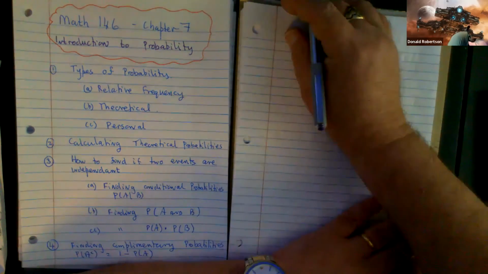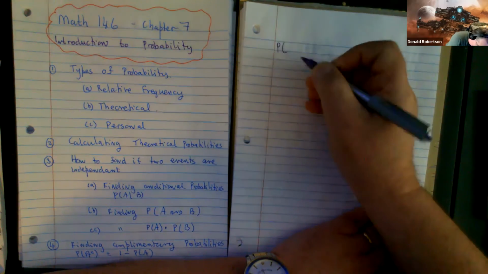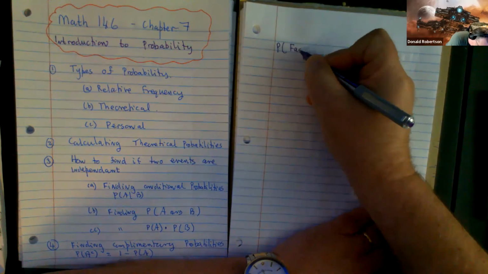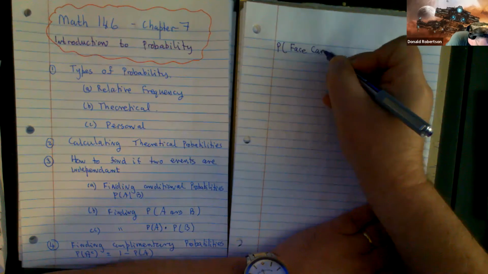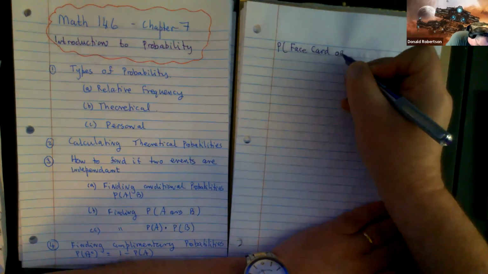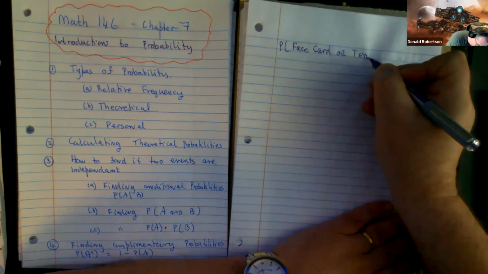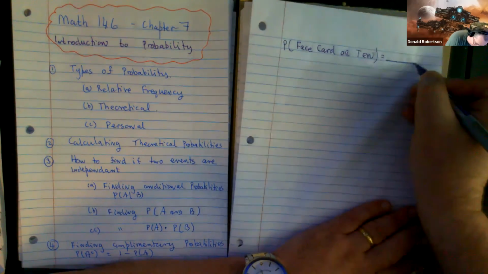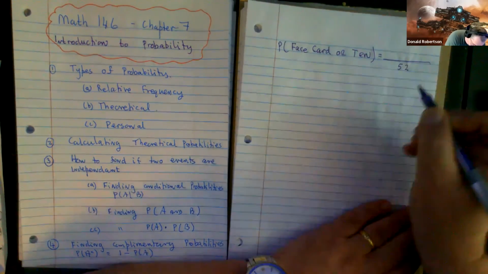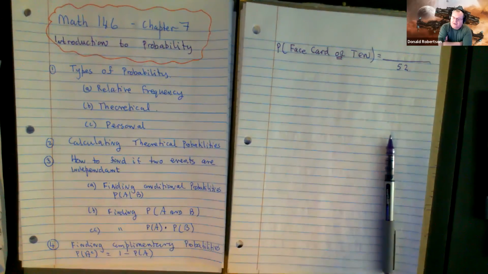So what's the probability that you get a face card or 10? Okay, so we're talking about ors again. A face card or a 10. Are face cards and 10s mutually exclusive? If you're a face card, you can't be a 10, and if you're a 10, you can't be a face card. Would you agree? Yes, mutually exclusive.